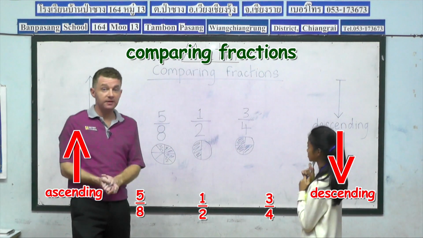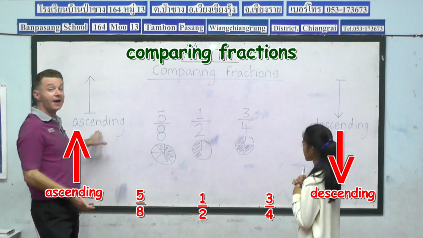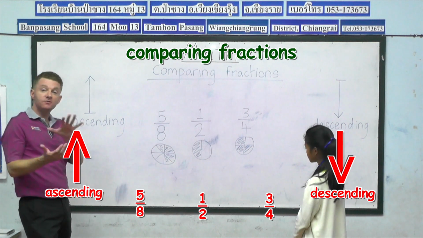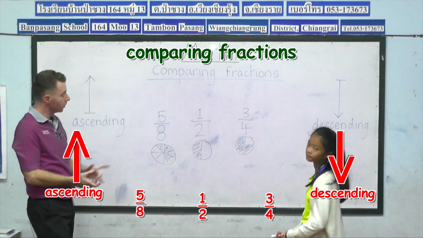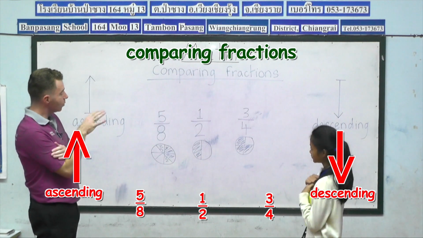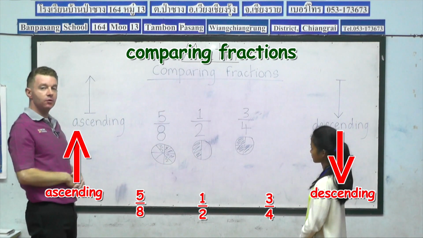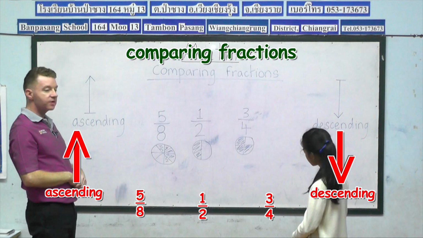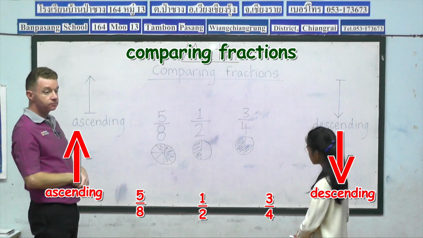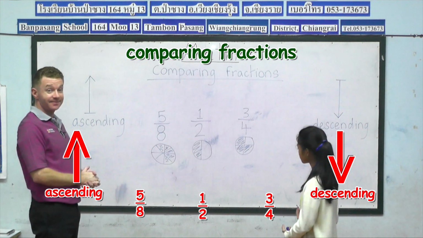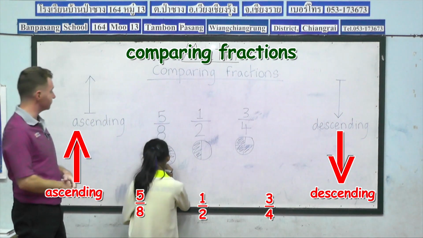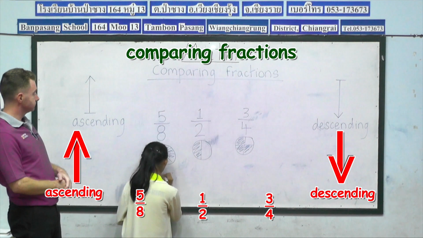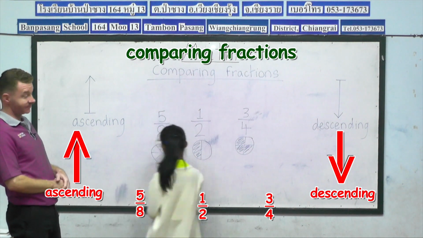So what we're doing this time is we're sorting them into ascending order, which means starting with the smallest and then moving on to the biggest. So looking at the circles, guys, which has got the least amount of colour? What do we think is the smallest fraction? 1 over 2. Excellent. You can see 1 over 2. So we can write 1 over 2 as our first fraction because that's the smallest.